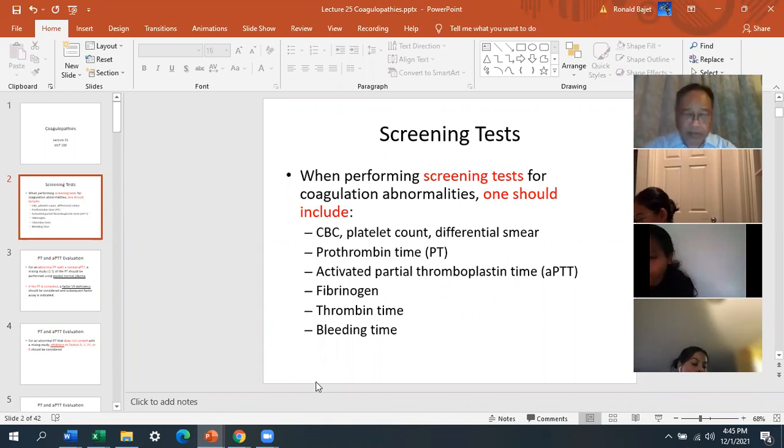Not so much thrombin time, but it can be used, and bleeding time, which is a test that is becoming antiquated. But PT and PTT are the two main coagulation tests.